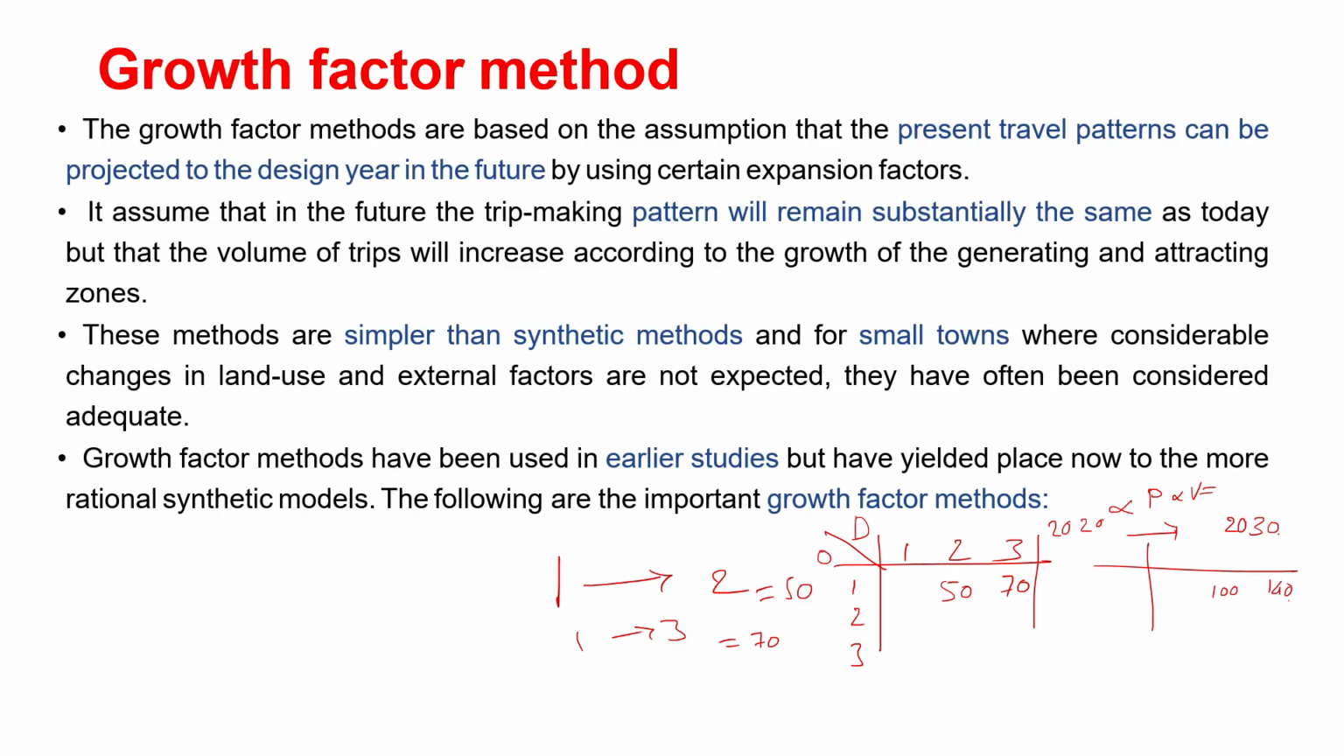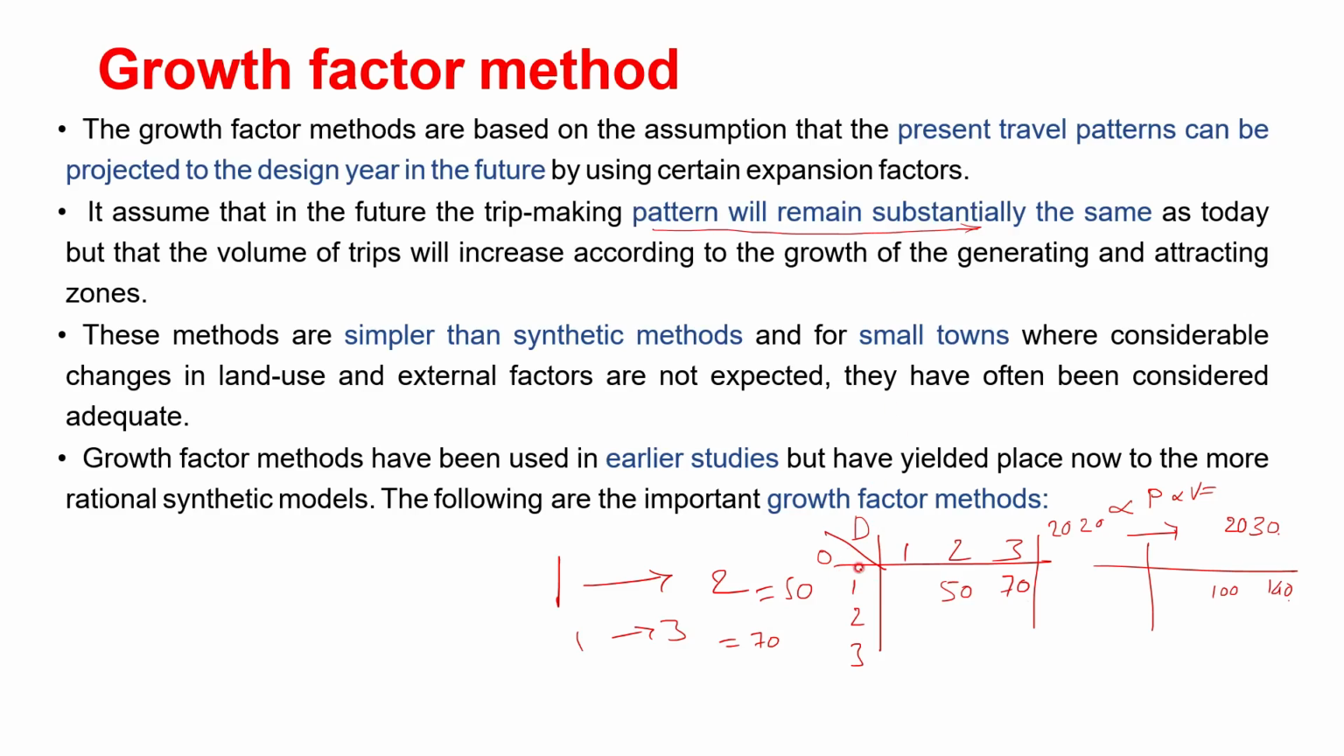Here it assumes that the future trip-making pattern will remain essentially the same as today, but the volume of trips will increase according to the growth of generating and attracting zones. That's what I told. So with respect to the zonal growth, they have mentioned that the pattern remains the same. Pattern remains the same means what?